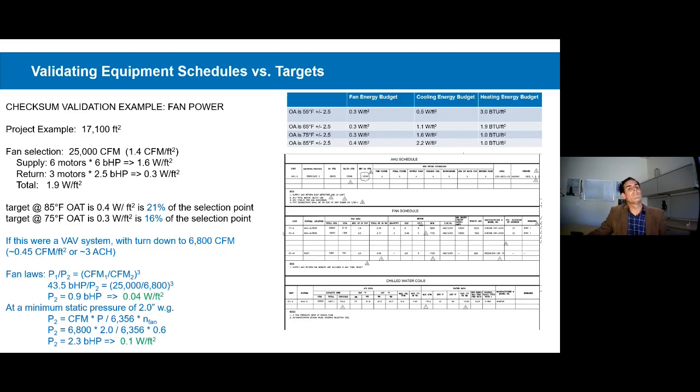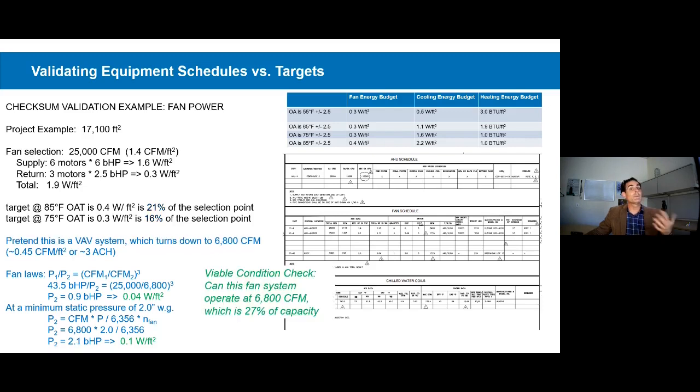But again, what if this were a VAV system? Then we would be looking at that sum of minimums. 6,800 CFM, that fan power would drop off significantly. There's a couple ways to calculate that. You can use the fan laws. There's one example there. The fan laws are incorrect because they don't assume the pressure set point. So we could do the math at 2 inches of pressure, and either way, we'd get down to this 0.1 watt per square foot, which is soundly below the energy target.